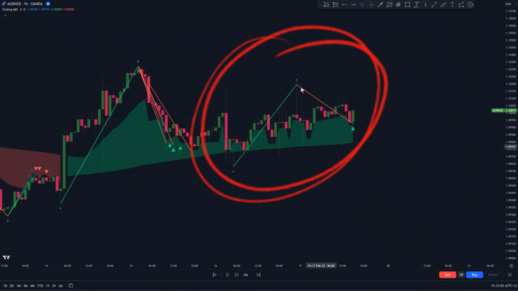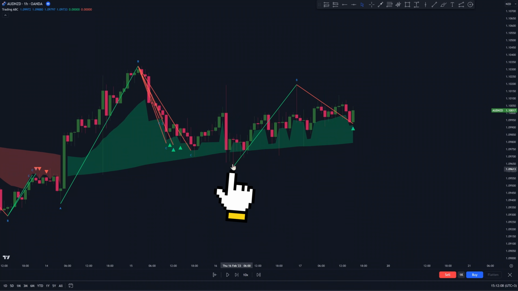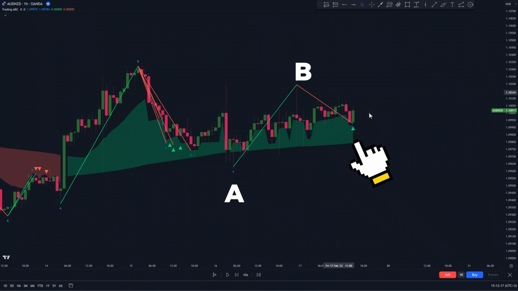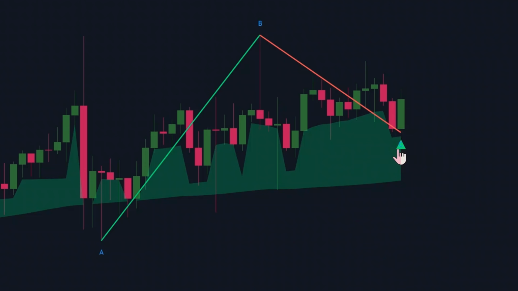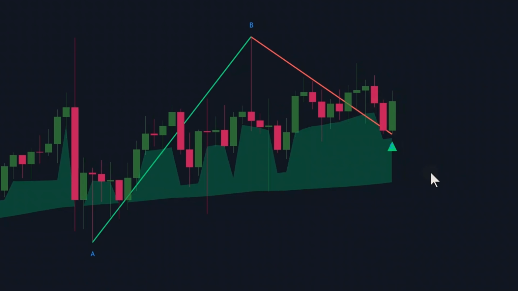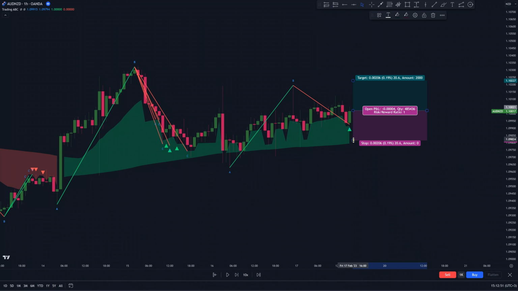And this is it. You can see it always starts with a higher low for point A, a higher high for point B, and another higher low for point C. After the point C is established, we need to wait for this green upward arrow to validate point C. Otherwise, the market might just continue going downwards, resulting in a losing trade. After the two conditions are met, we enter a long trade.